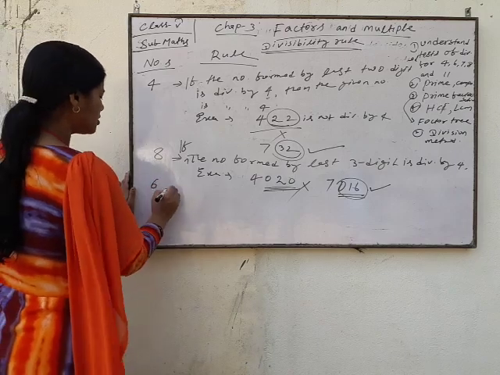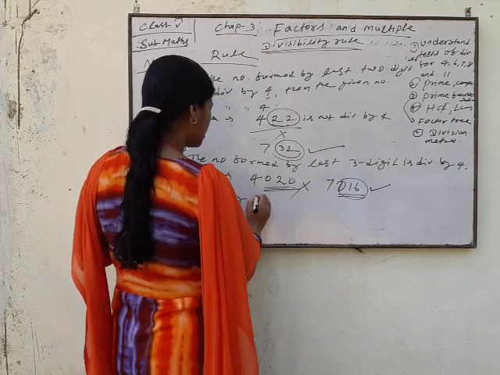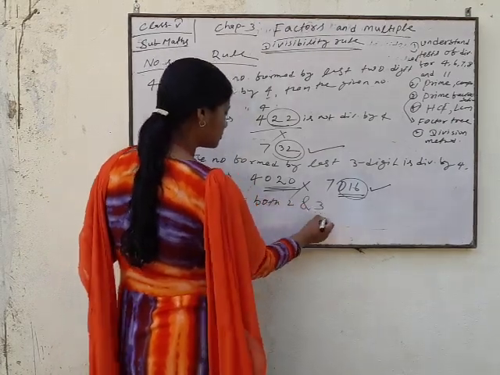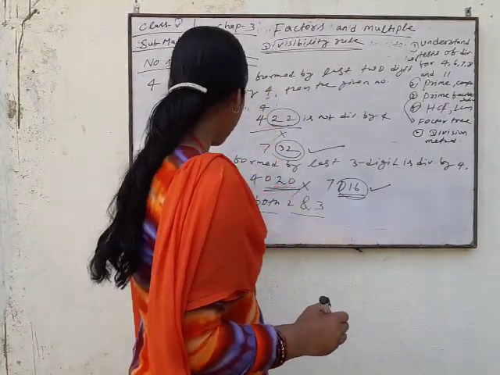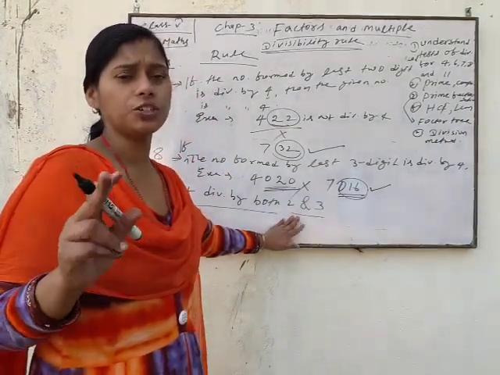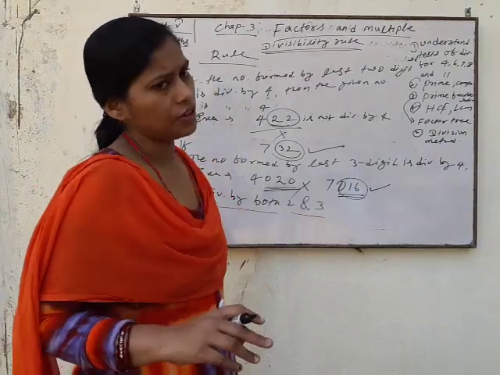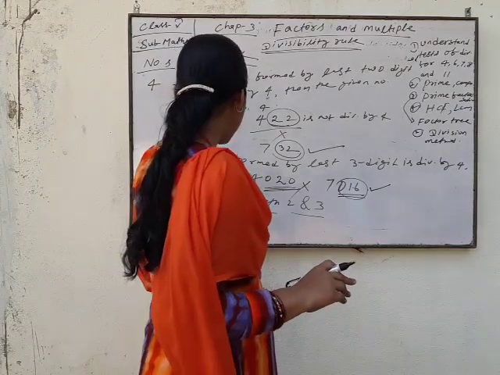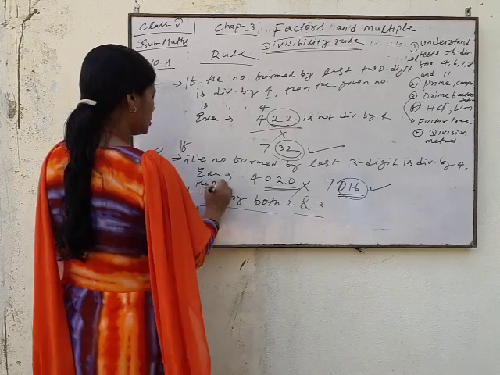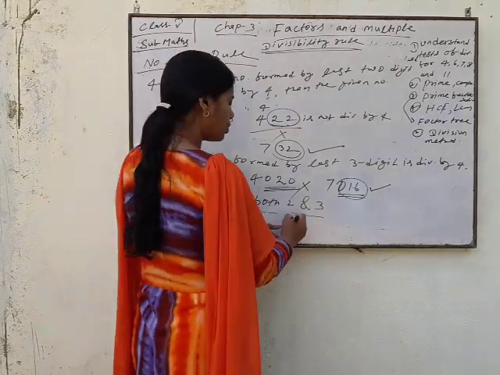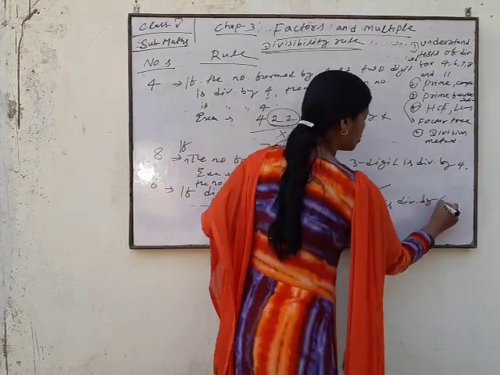Now divisibility by 6. If a number is divisible by both 2 and 3, only then will it be divisible by 6. If the number is divisible by both 2 and 3, then it is divisible by 6.